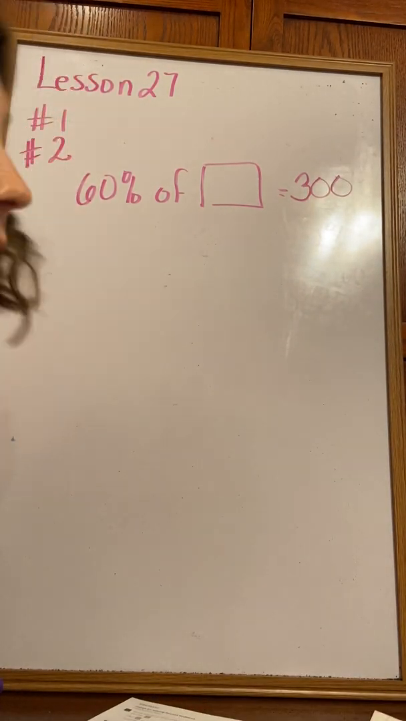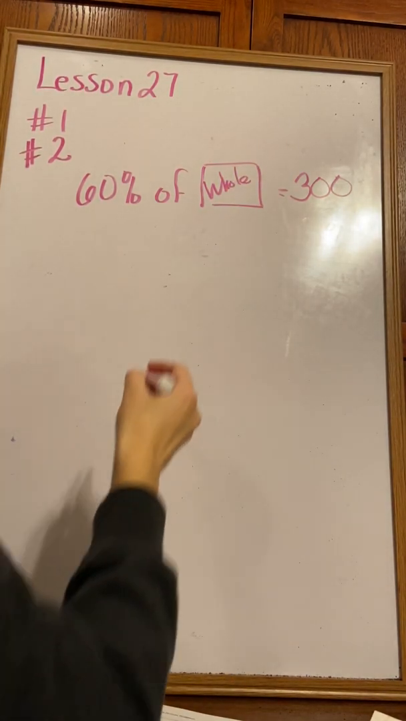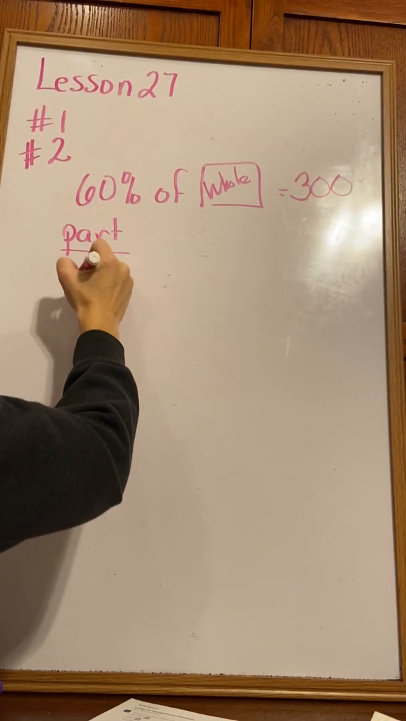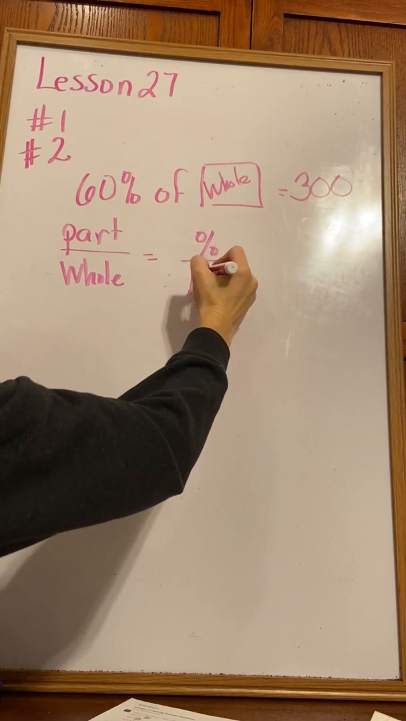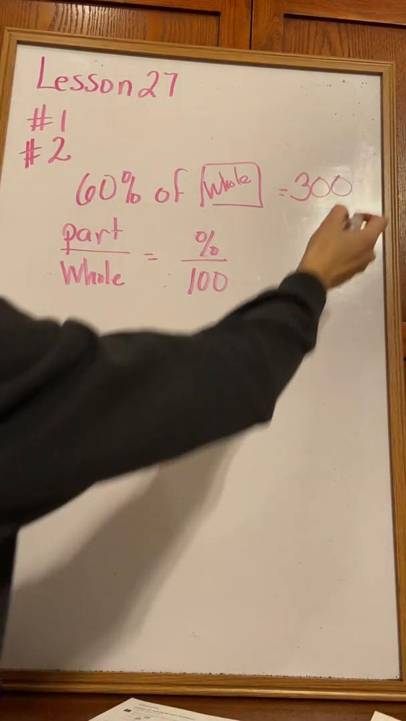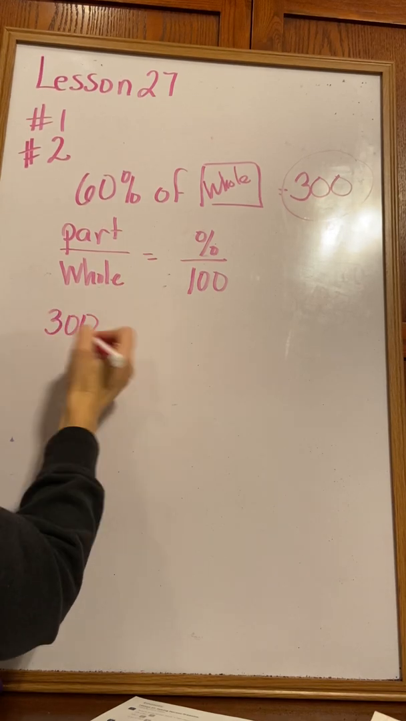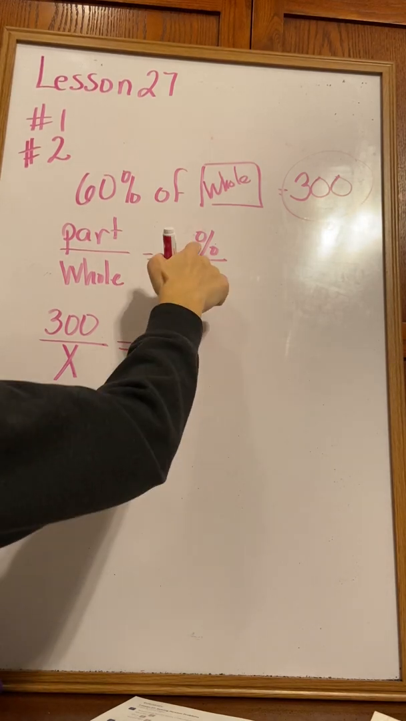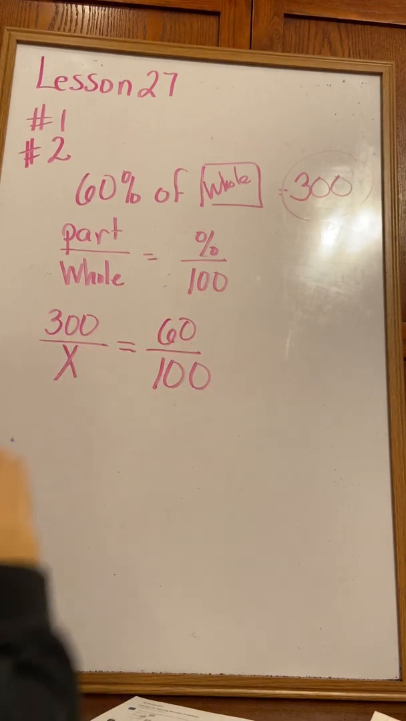Now, a minute ago I said that was total, but really this is the whole. Okay, that's the whole. So here is our part over whole equals percent over 100. All right, the part on this one is this over here. This is the part. So 300 over the whole. The whole's missing. X equals percent. 60% out of 100.